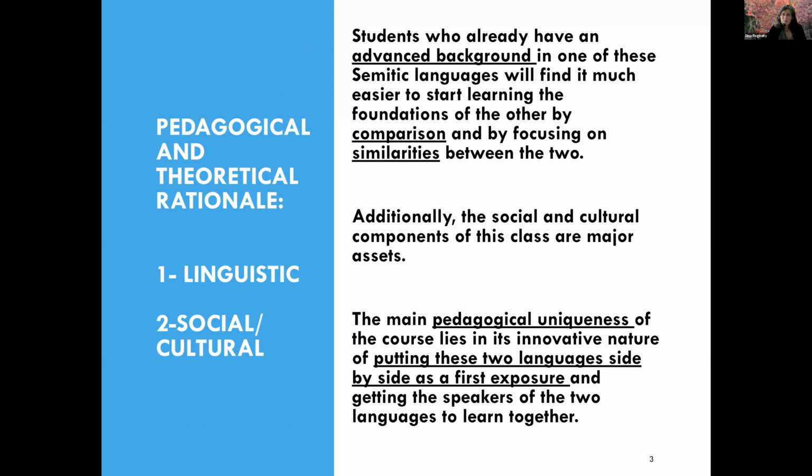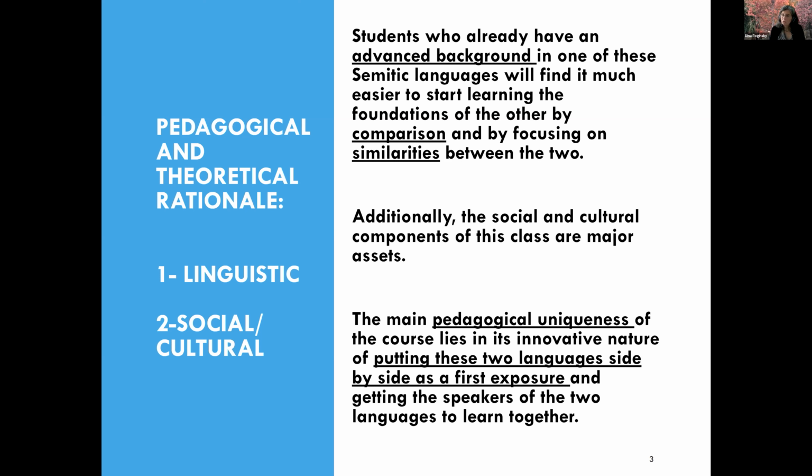Next slide, please. Our project has a pedagogical and theoretical rationale, which is both linguistic and social and cultural. So two factors come into play. The first factor, the linguistic factor, is that students who already have an advanced background in one of the Semitic languages will find it much easier to start learning the foundations of the other language by comparing and by focusing on the similarities between the two languages. So this is the first linguistic component.